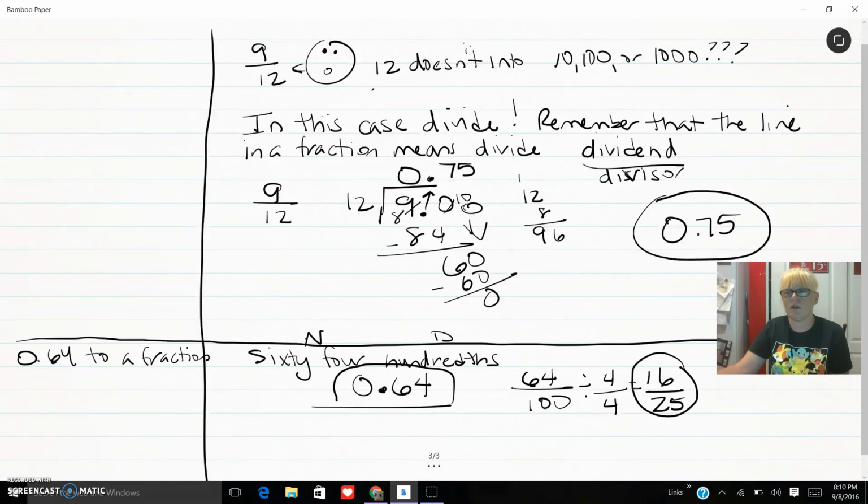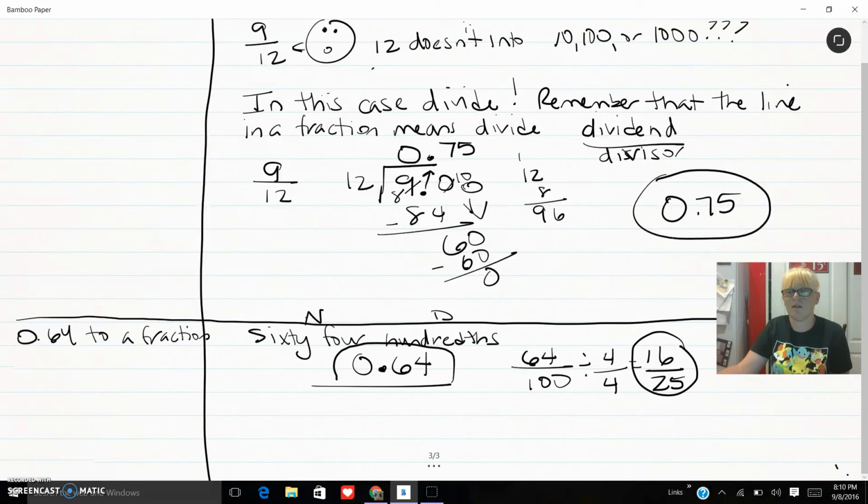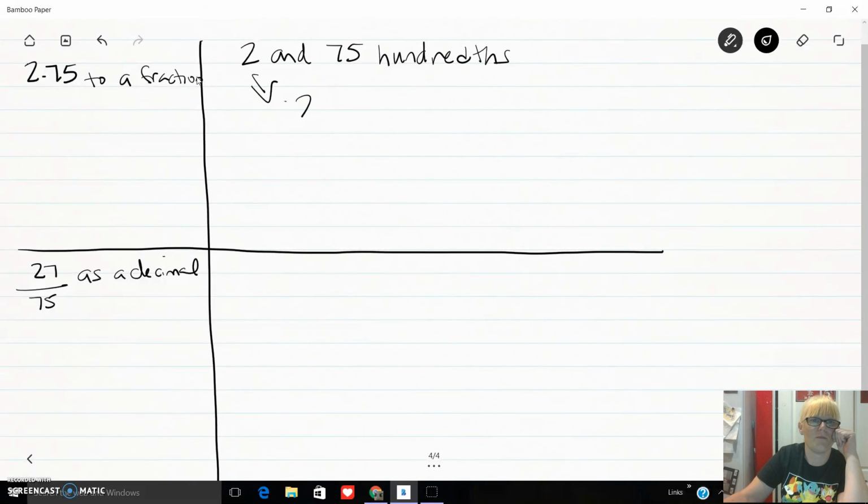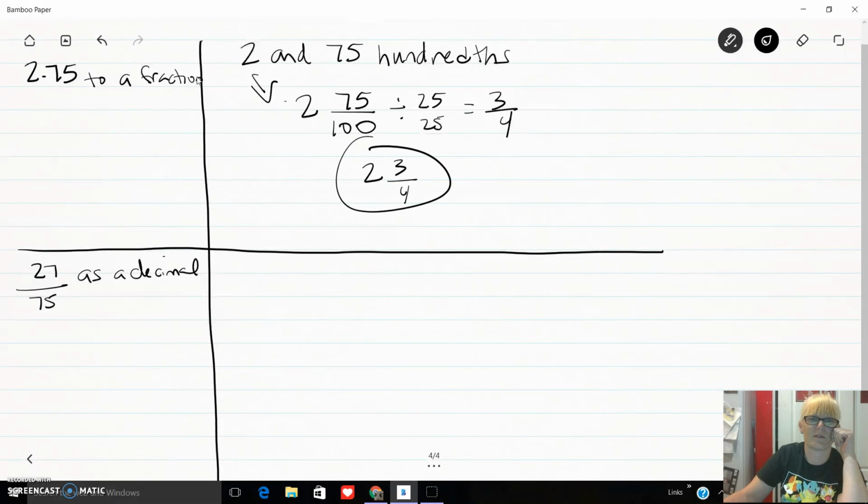All right, let's do another page if I can. Okay, so let's turn 2.75 to a fraction. So I have 2 and 75 hundredths. Remember, the 2 stays whole. 75 is my numerator, hundredths is my denominator. I can divide 75 and 100 by 25, and I get 3/4. So my answer is 2 and 3/4.